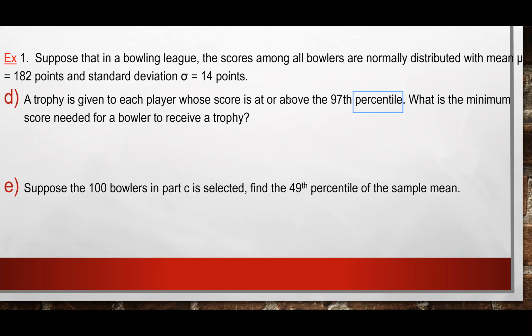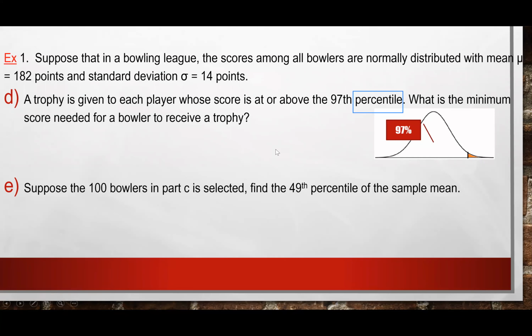The percentile tells you that the 97th percentile is the 97% to the left of that value, meaning whatever you score, you will be at the 97th percentile, meaning there are 96 people below your score. So looking at this, how do we do this?